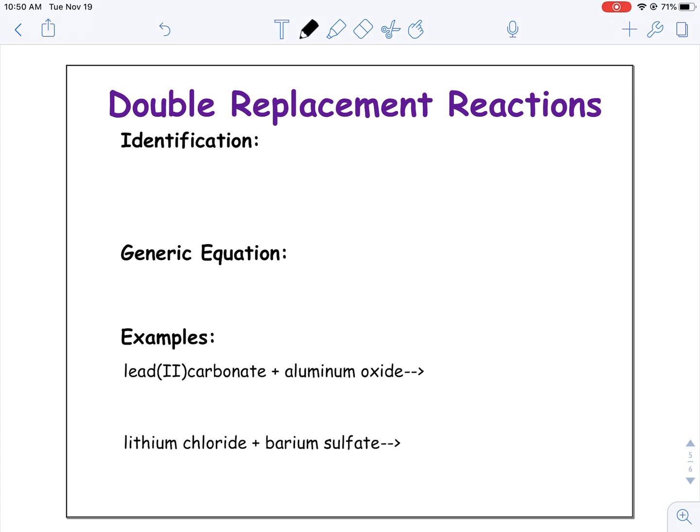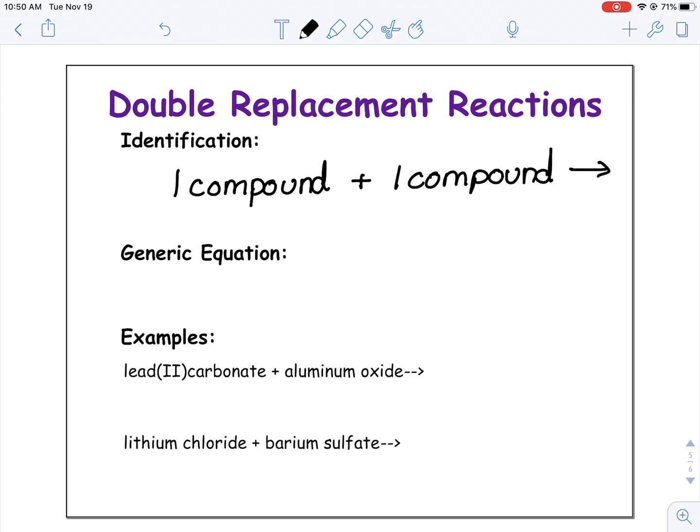The next type is a double replacement reaction. The way you tell it's a double replacement reaction just from the reactants is by the fact that the reactants will always be two compounds coming together. So if I have two compounds, AB and CD, in a double replacement, the first two things listed in each compound trade places. So then on the product side, C ends up bonded to B, and A ends up bonded to D.